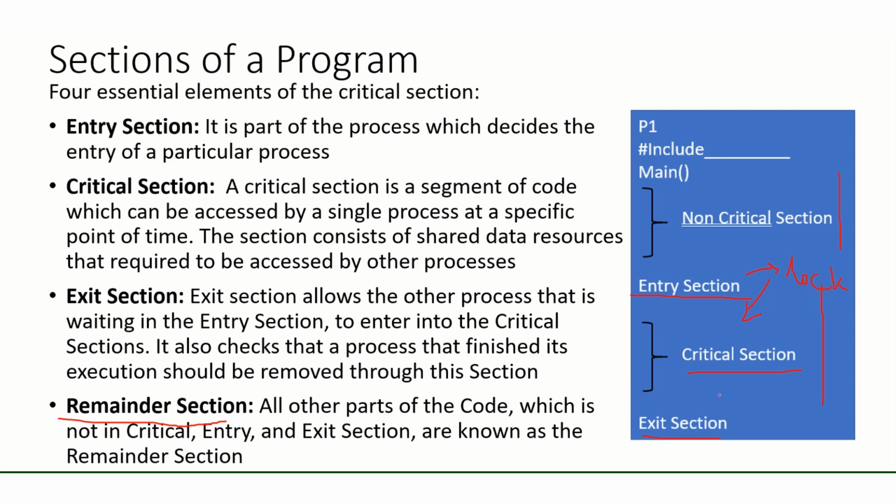Once the execution of the critical section is over, the process will enter the exit section. It allows another process that is waiting in the entry section to enter the critical section. It also checks that a process that finished its execution should be removed through this section. At the last, there is a remainder section, where all other parts of the code will be present which are not in the entry, critical and exit sections.